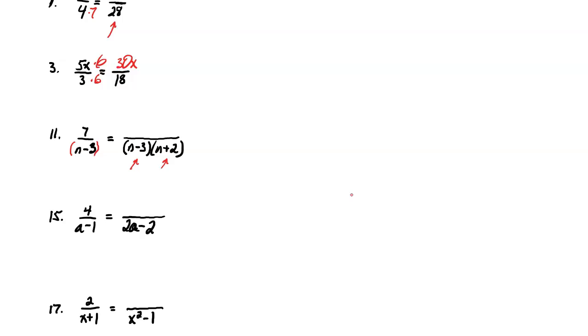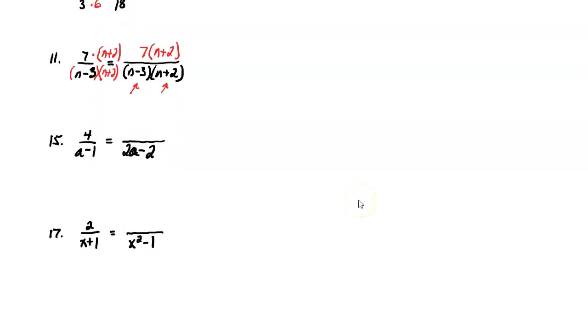Hopefully, visually, it's obvious that what it's lacking is the n plus 2. If you multiplied it by n plus 2, that would create the desired denominator. And so once you've made that decision, now multiply the top by n plus 2. And you will find out that the numerator of our new fraction is 7 parentheses n plus 2.